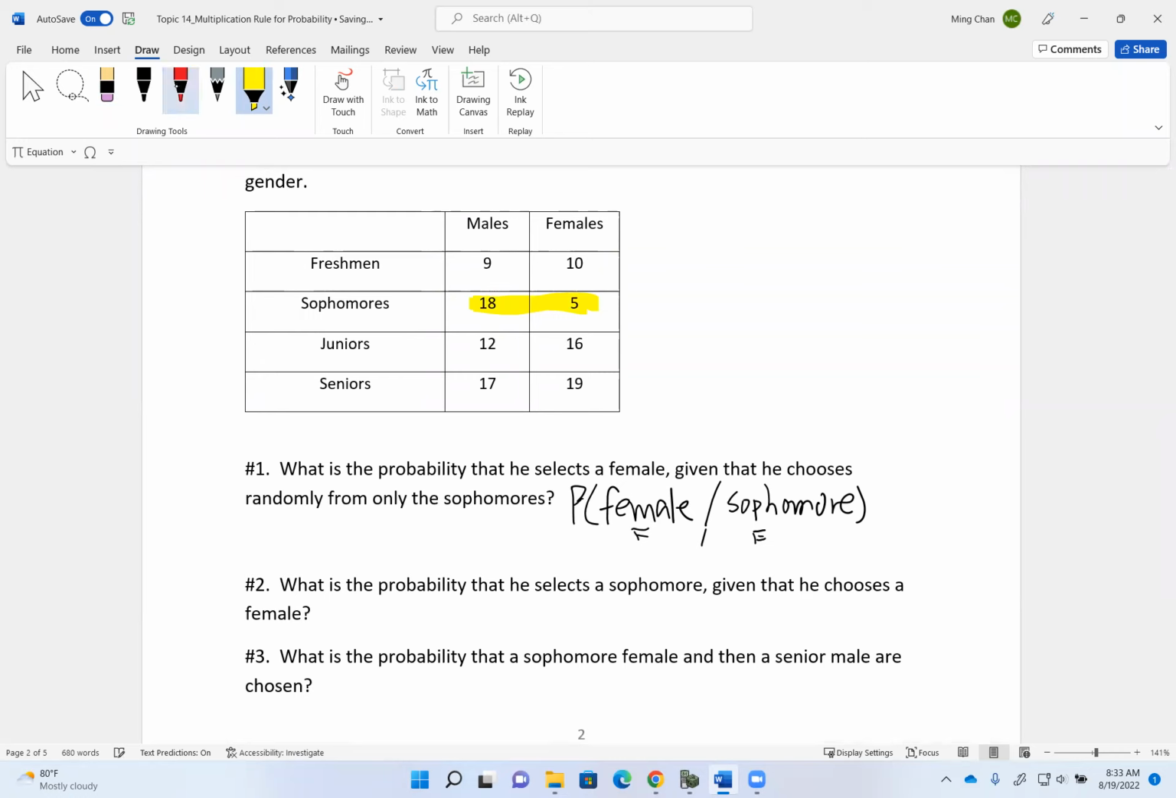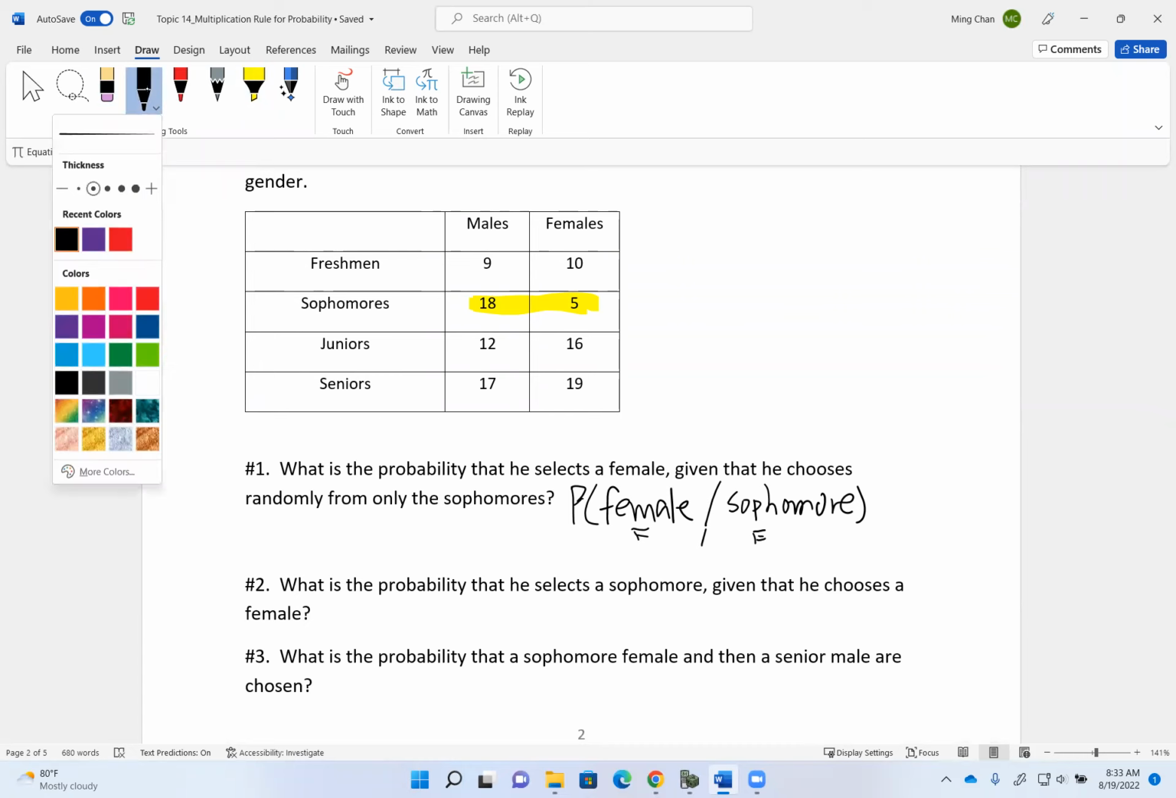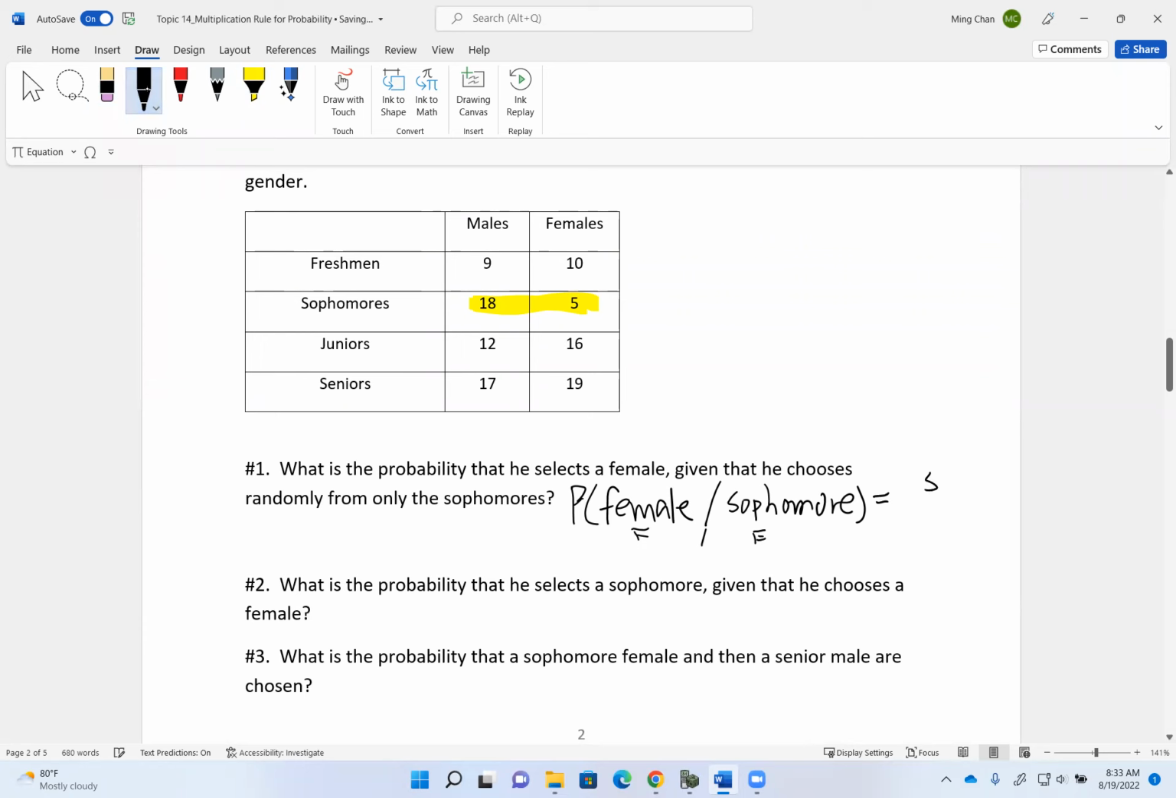Sophomores are right here. So that means there are 23 sophomores. What's my probability of selecting a female? Well, female is only 5 of them. So my answer will be 5 ways to select a female out of my total possible outcomes of sophomores, which is 23. I want you to think about that a little bit. The first event is selecting sophomores. If I look at the sophomores, there are 23 of them. But I want to find the probability of selecting a female. So female is 5 of them out of 23 sophomores.